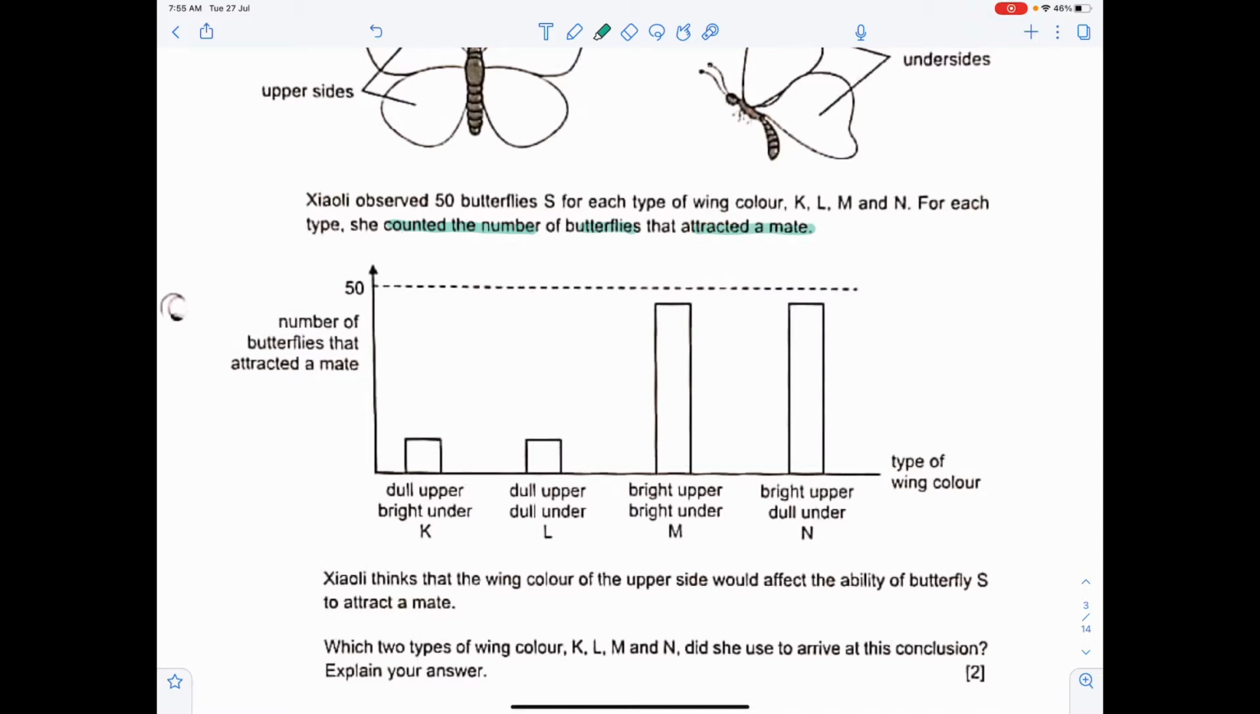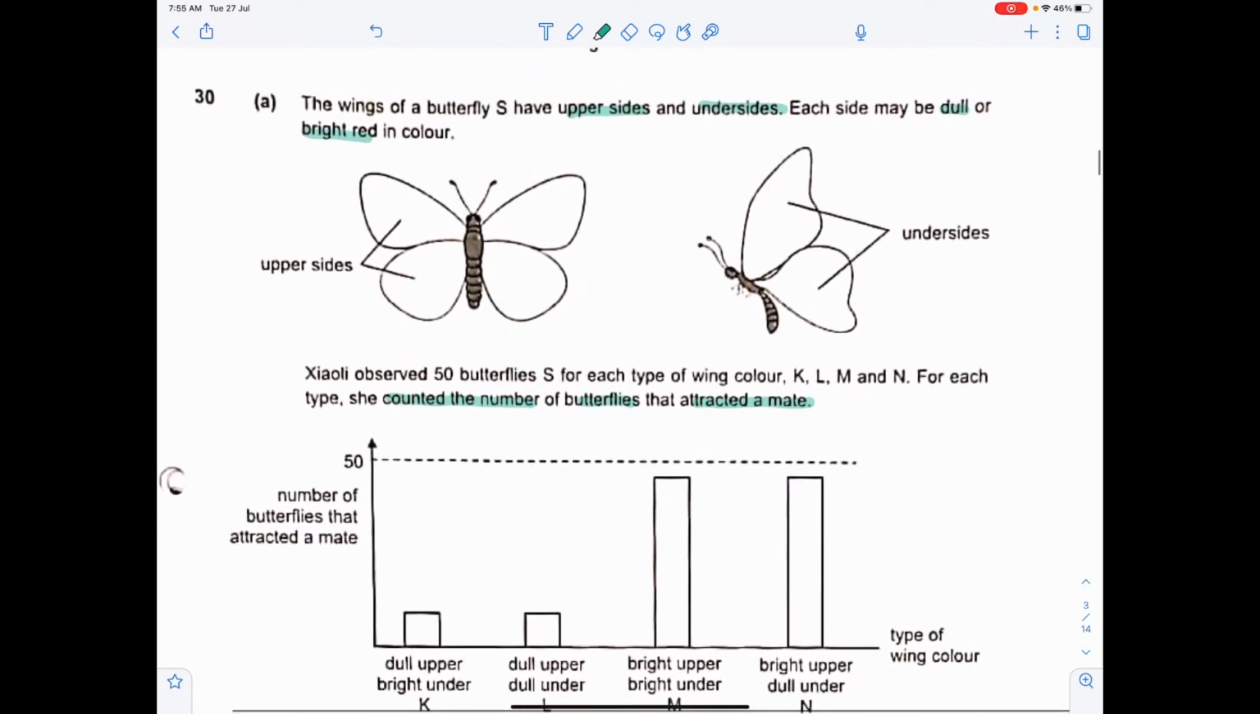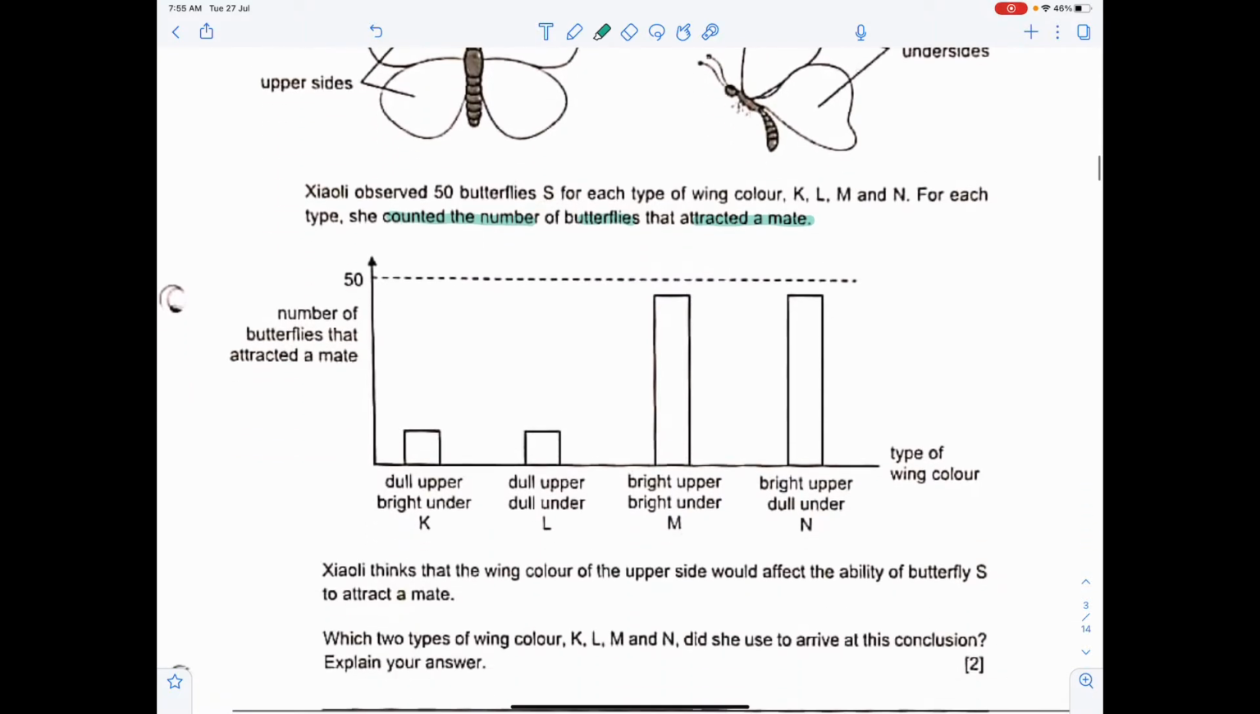Now, whenever you undergo a question, it is good for you to identify, especially when it's an experimental type of question like this, what the topic is about, as well as what is your measured variable and what is your changed variable. This will help you greatly. So if you take a look at it, she counted. So this must be the measured variable of this experiment. And then after that you have your changed variable, which is the type of wing color.